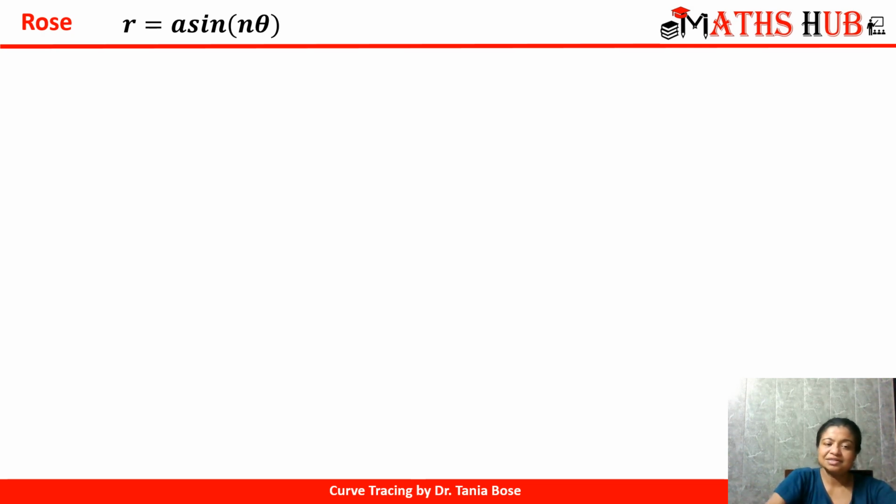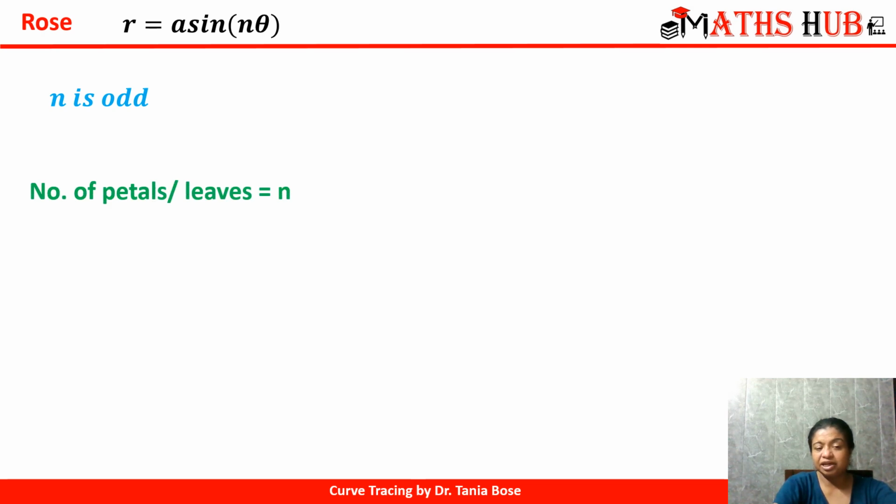You know what this A is doing. The role of this A is the diameter, or you can say the radius of that entire leaf, and that point of intersection would be (a, 0). Now again we will have two cases, when n is odd or when n is even. We do the first case when n is odd. When n is odd, the number of petals or leaves in this curve will always be equal to n.